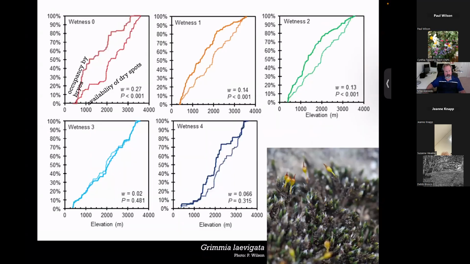I can go back to, this is another fun plant. That's Grimmia laevigata, which grows on hard rock surfaces, right on the top of the rock in sunny spots. And you can see it by these white hair tips. They're very extreme.